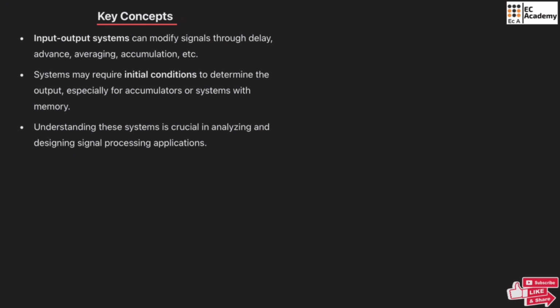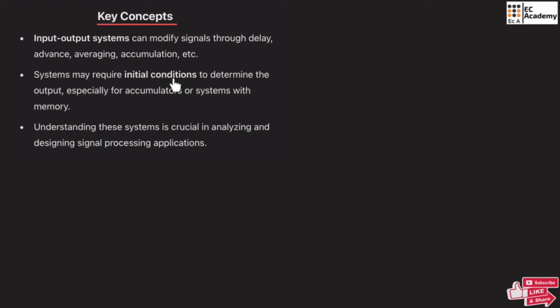Now let us summarize what we have understood. The key concept which we understood is: the input-output systems can modify signals through delay, advance, average or accumulation. So this we understood, right? The output sequence can be delayed, the output sequence can be advanced, you can take the average, or an accumulation operation can also be performed. So the system will modify the signal based on these operations.